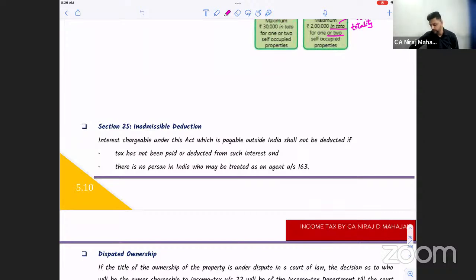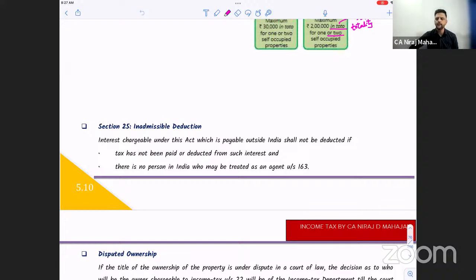Then we talked about types of property. We have self-occupied, also called unoccupied. Then we have let out, and thirdly we have deemed to be let out. For deemed to be let out, properties which are actually self-occupied, if they are more than 2, then from the third property onwards they will be deemed to be let out. So we have to show the income from those properties.